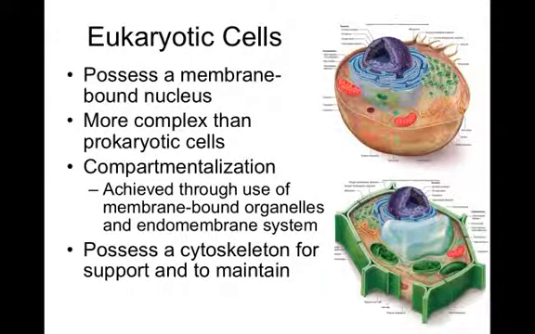Eukaryotic cells are far more complex than prokaryotic cells. One of their main characteristics is compartmentalization. They possess a membrane-bound nucleus, as well as a number of membrane-bound organelles and an endomembrane system. And they are supported by an internal protein scaffold called the cytoskeleton.